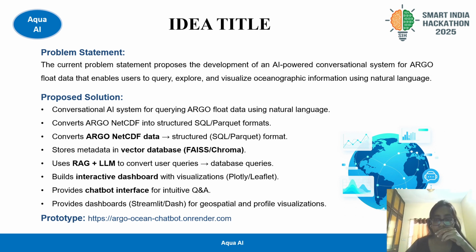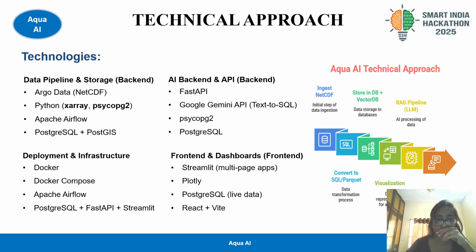In order to implement this idea, our technical stack includes the following technologies. Data pipeline and storage: we used the Argo data repository, NetCDF files, and the Python xarray library for data ingestion, and Apache Airflow for automation. We used PostGIS for geospatial information storage. For the AI backend, we used FastAPI and the Google Gemini API in order to convert user-generated textual queries to SQL queries.